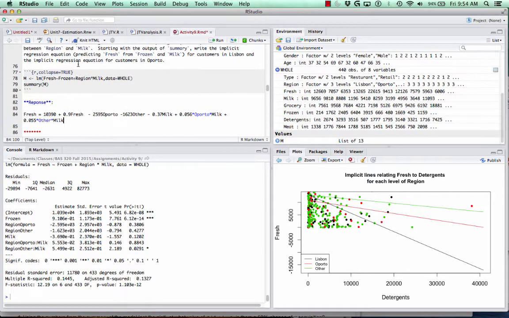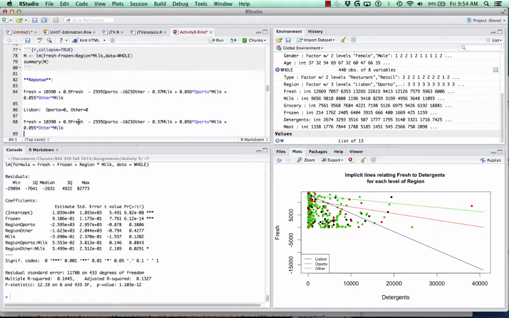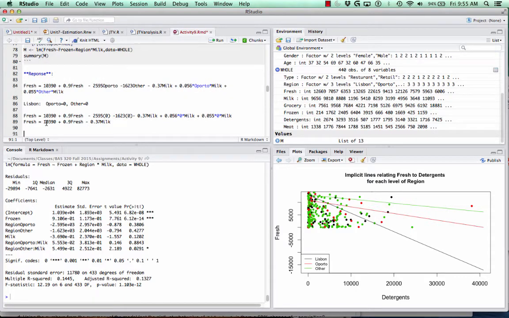All right, so if I want the implicit regression equation for customers in Lisbon, these two indicator variables are equal to 0, because the indicator variable is equal to 1 for Oporto customers and 0 otherwise. So we have that Oporto equals 0, other equals 0. So we can plug in those relevant values and simplify. So I see that this term actually equals 0 because it's 0 times something. This term is 0, this term is 0, and this term is 0 as well. So I can simplify this to this equation right here. Okay, so for Lisbon customers, this is the equation that we've essentially fit.